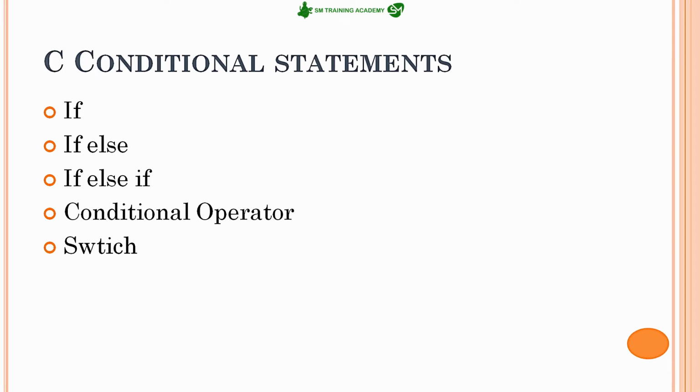And you can see on the screen the various types of conditional statements available in C language. First one is if, second one is if else, third one is if else if, and fourth one is the conditional operator, which is nothing but the ternary operator. We have already discussed this ternary operator in detail in one of our previous videos. And the final one is switch case. Let us study in detail about each of these conditional statements one by one with example code.